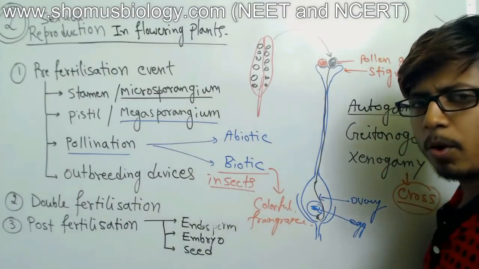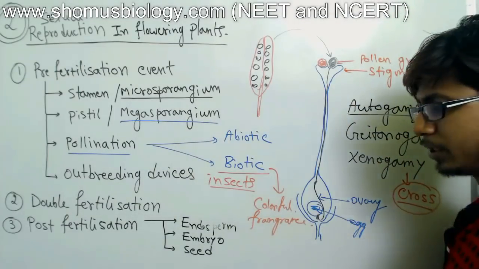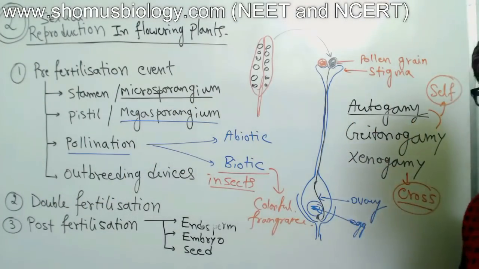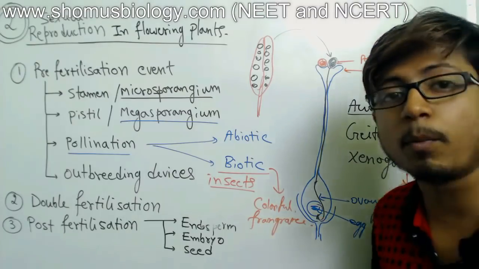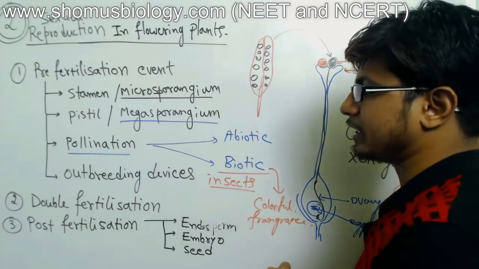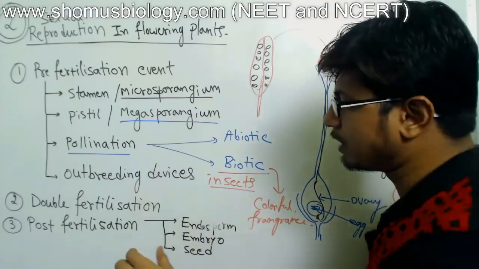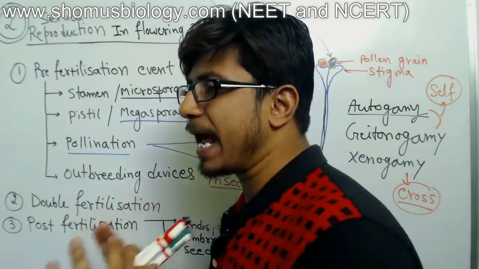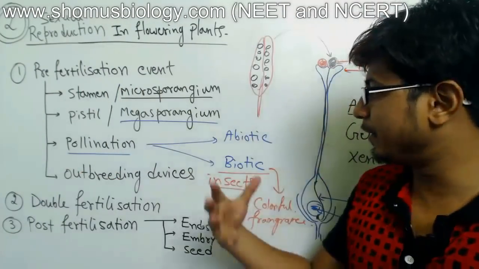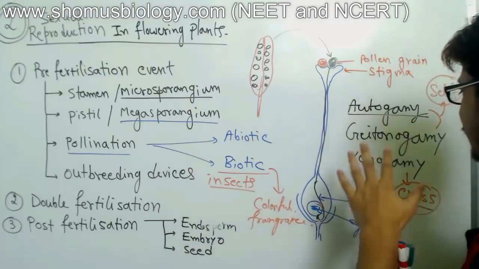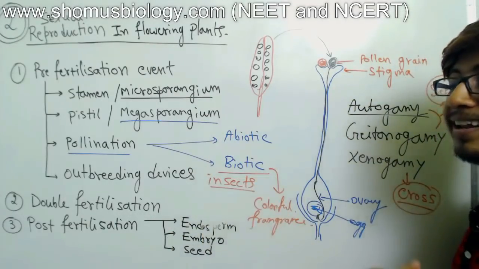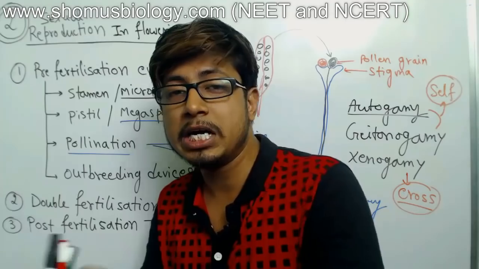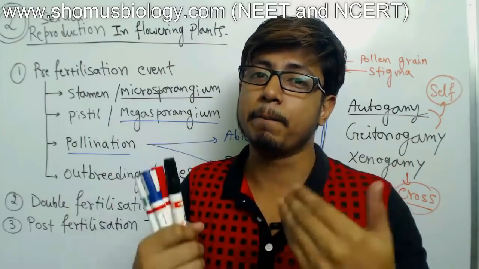So if cross pollination is important, then why do plants undergo autogamy and geitonogamy? Plants try to prevent the chance of self pollination. It never wants self pollination. To prevent self pollination, they have different techniques, different approaches. We call them outbreeding devices. So outbreeding devices means different approaches a plant takes, with which they can prevent self pollination, because they love to have cross pollination, although self pollination is possible, cross pollination is much better in terms of genetic variability and importance.